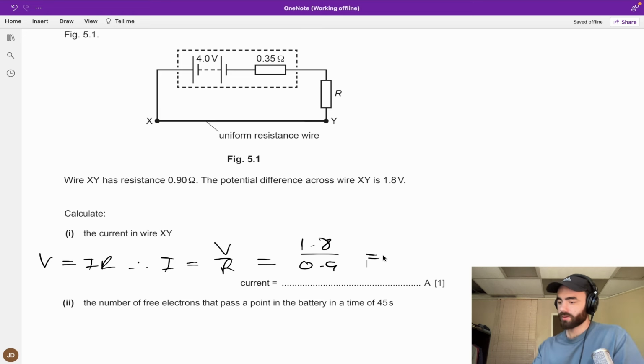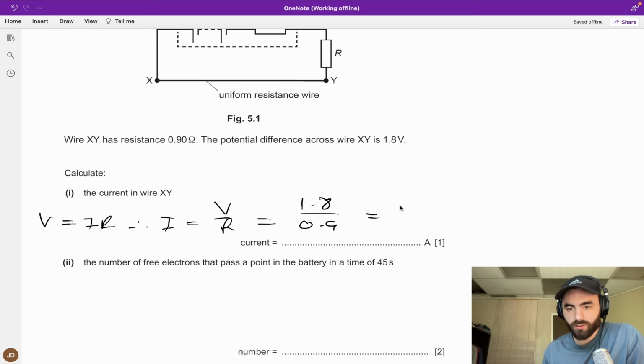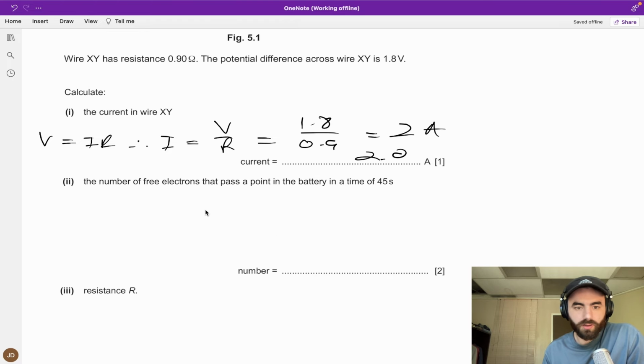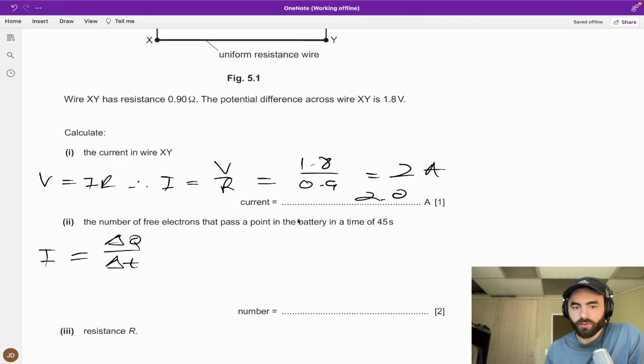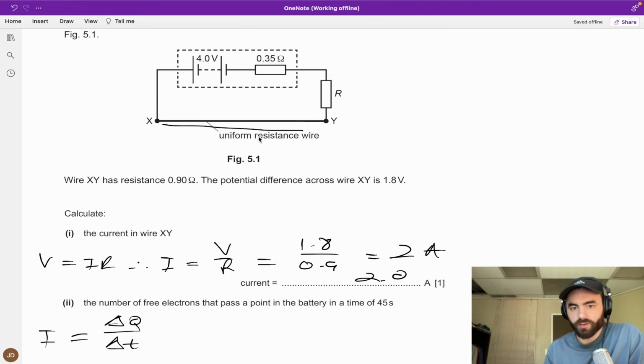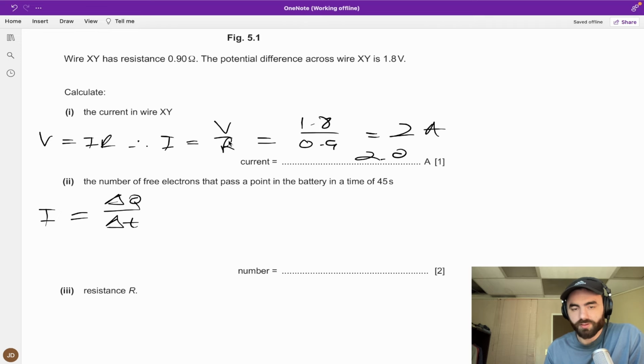It will be 1.8 divided by 0.92. So we have 2 amps running through this bad boy. The number of free electrons that pass a point in the battery of this. We know that current is change in Q over change in T. If we have the current going through this, that's going to be the current throughout the circuit. Current is conserved.